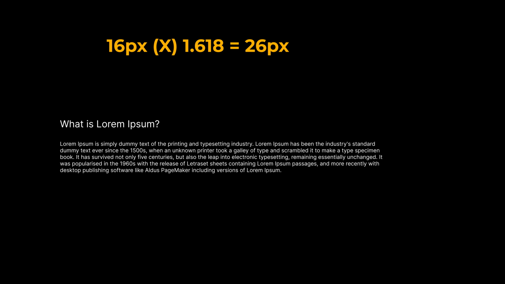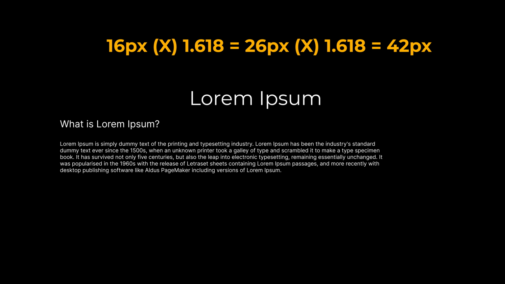Now, fonts alone don't create hierarchy. Size does. I start body text at 16 pixels, then multiply by the golden ratio, 1.618. That gives me approximately 26 pixels for subheads. Multiply again, approximately 42 pixels for headlines.